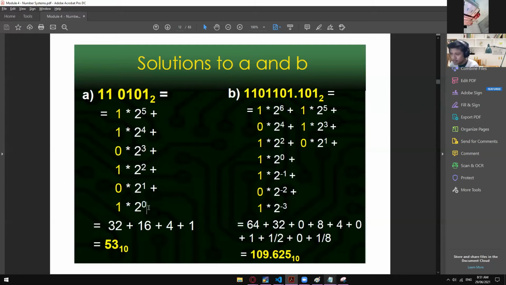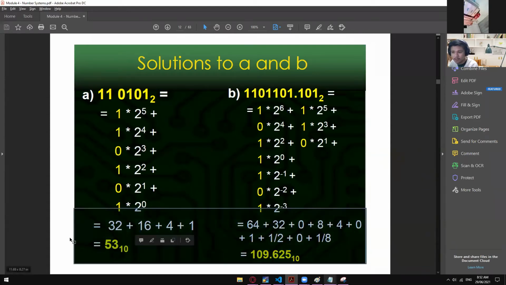Then just do the math and add everything. You can use your calculator. Then you'll get 53. Once you have converted this binary into decimal, do not forget to put the unit, which is base 10, in decimal. This is an indicator that you have already converted this binary into a decimal. Did you guys get that so far?